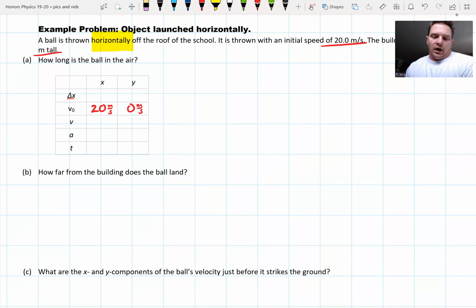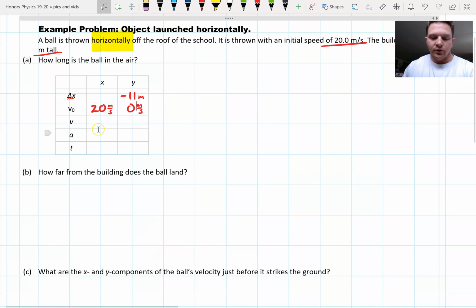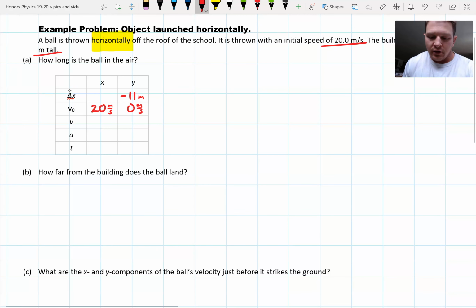What else do we know? We know the building is 11 meters tall, so by the time it hits the ground, it will have gone down 11 meters in the y direction. We don't know the final velocities. What we do know is the acceleration. Remember, for projectiles, there's always 0 acceleration in the x direction and -10 in the y direction. We don't know time yet, so that's all we know so far.